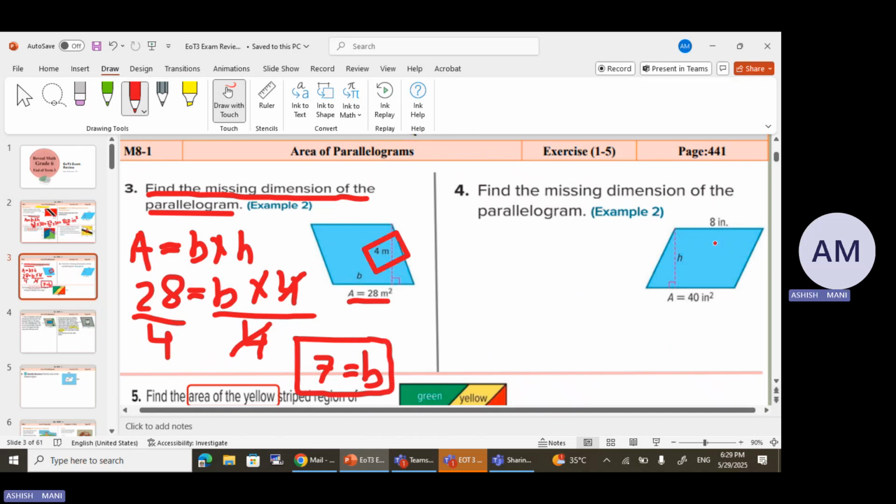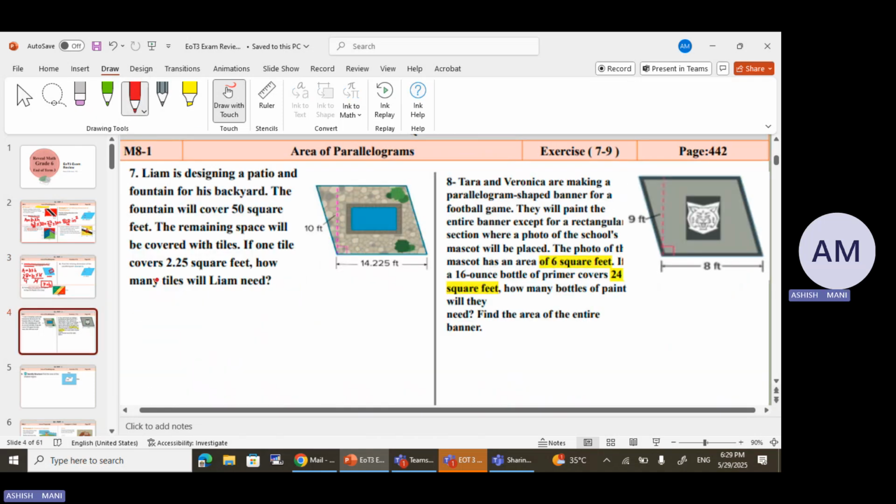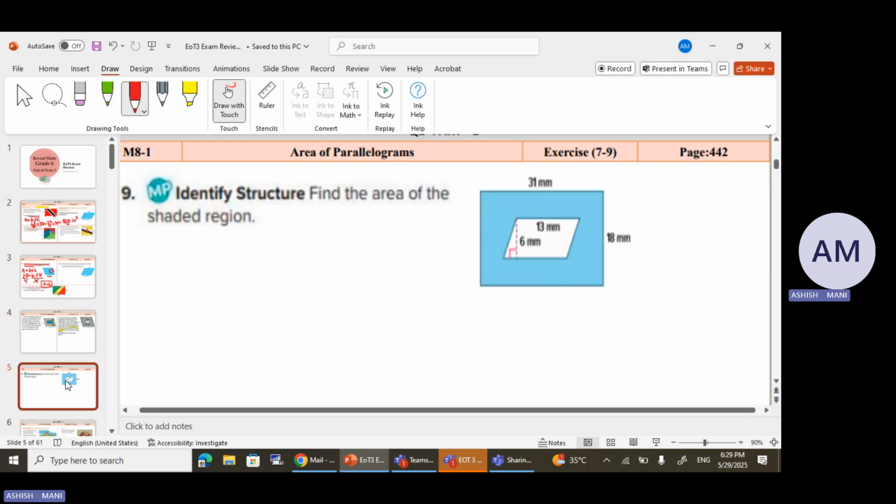This is also a sample question, same as this one. We go to the next part. Find the area of the shaded region. In this we have to find the blue part, only the blue part. So first we will find the area of the big part.